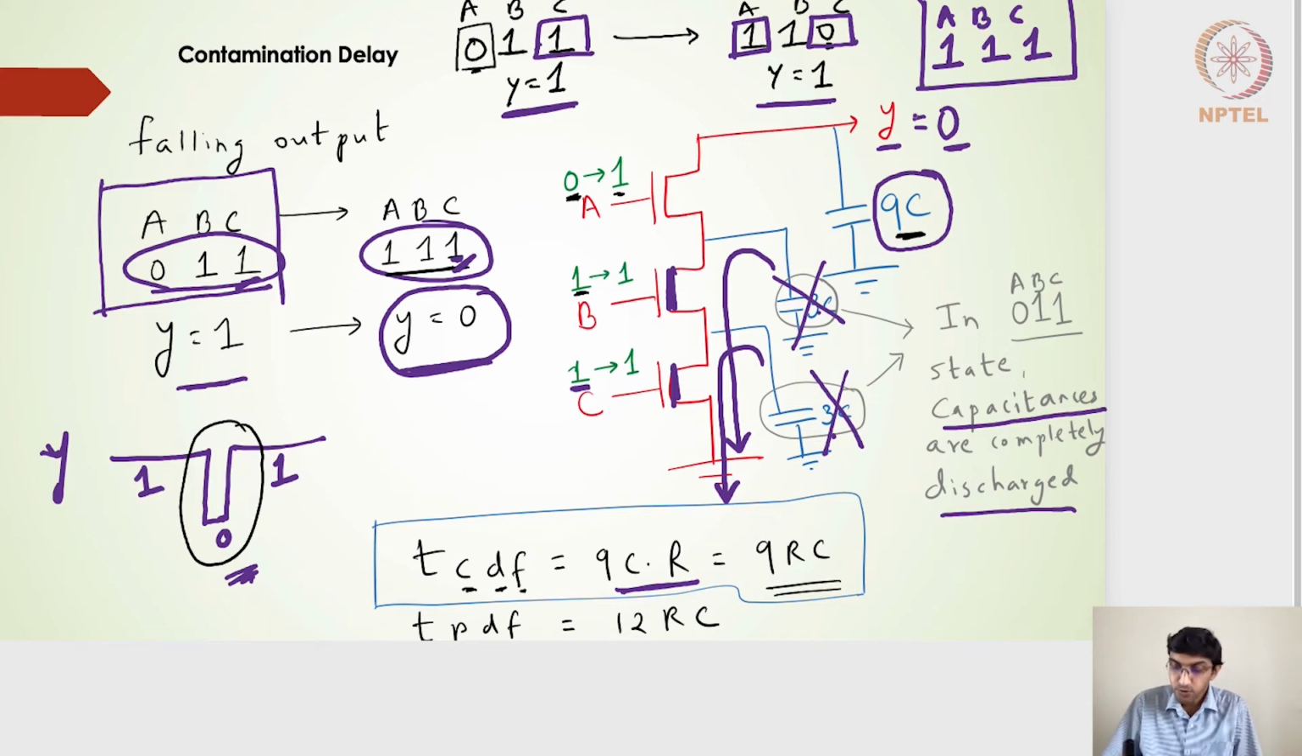If this output was cascaded to the next stage with 5H C capacitances seen as the load capacitance, because we have H number of 3-input NAND gates in the next stage, then this particular value would have been 9RC plus 5H into RC. Remember, just to compare with the propagation delay falling for the 3-input NAND gate, it is nothing but 12RC. Right? So if I am comparing, the propagation delay should always be higher, and the contamination delay should always be the lower value.